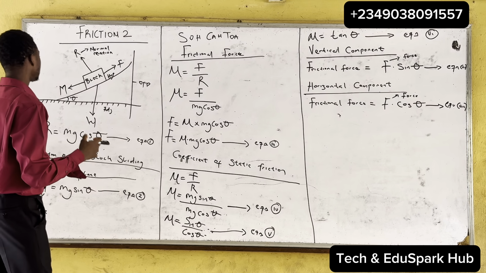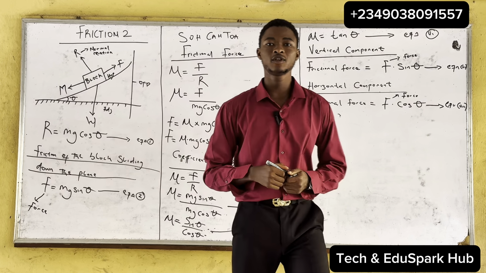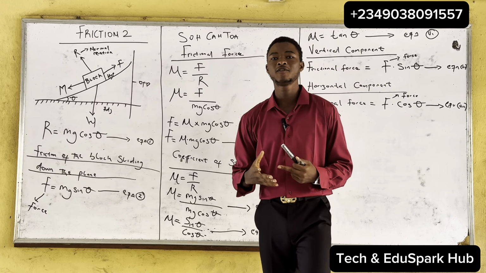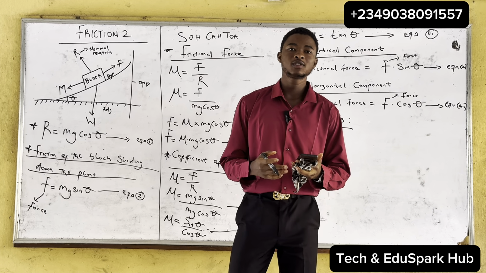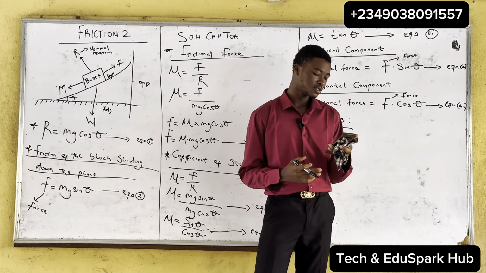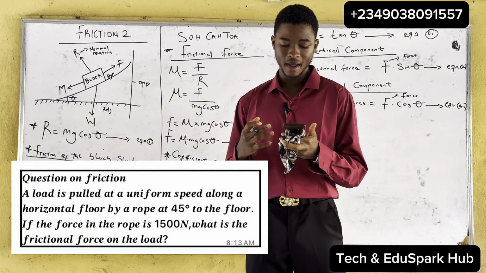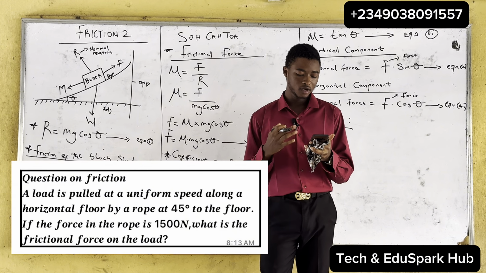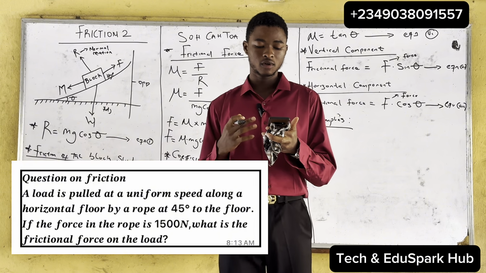So now that we have studied all these formulas, we can consider looking at some examples under friction of an inclined plane. Our first example, as displayed on the screen, says that a load is pulled at a uniform speed along a horizontal floor by a rope at 45 degrees to the floor. If the force of the rope is 1500 Newton, what is the frictional force on the load?